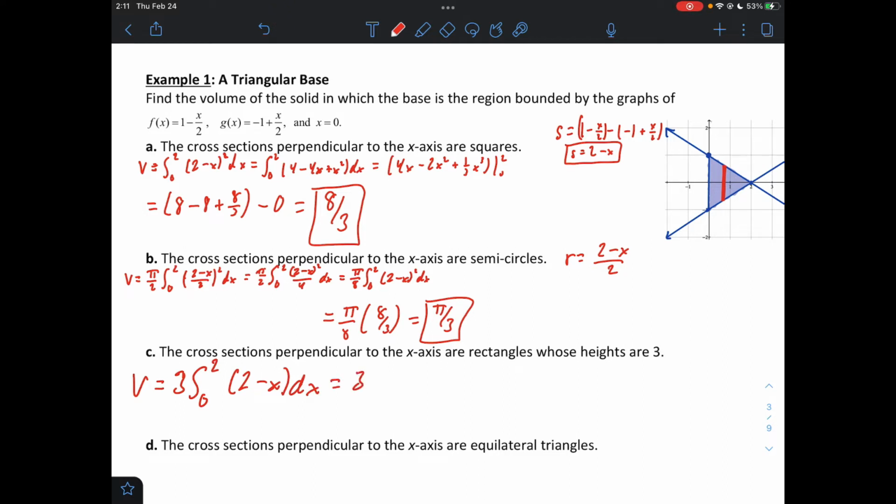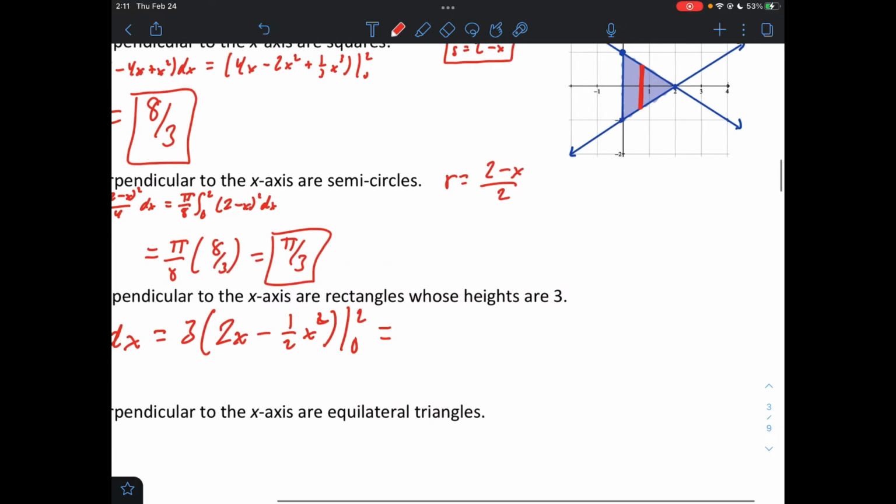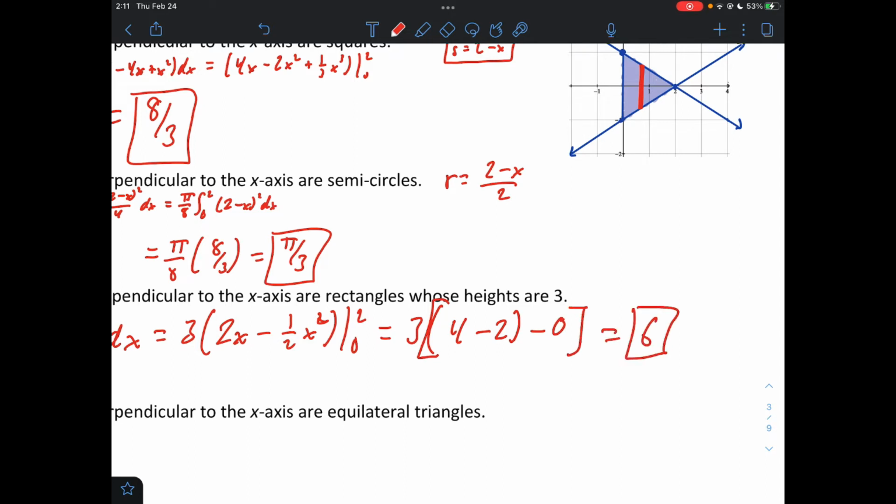So that'd be 3 times (2x minus 1/2 x squared) from 0 to 2. 3 times (4 minus 2 minus 0), which is 6.